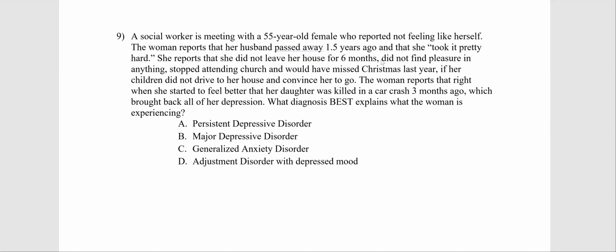What diagnosis best explains what the woman is experiencing? A, persistent depressive disorder, B, major depressive disorder, C, generalized anxiety disorder, or D, adjustment disorder with depressed mood. And when you have your answer, type one thing that you're grateful for in your life right now.